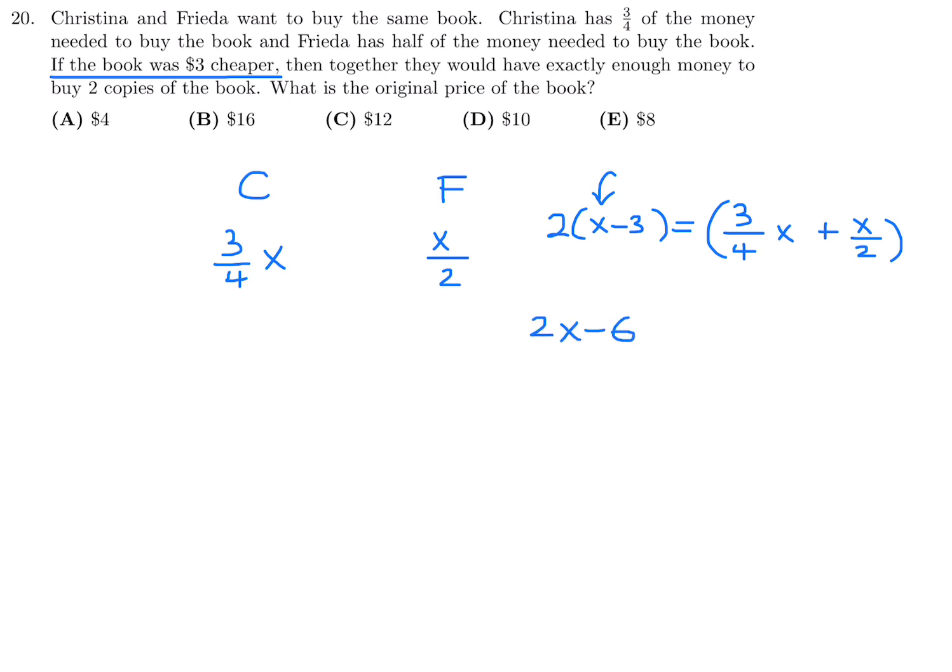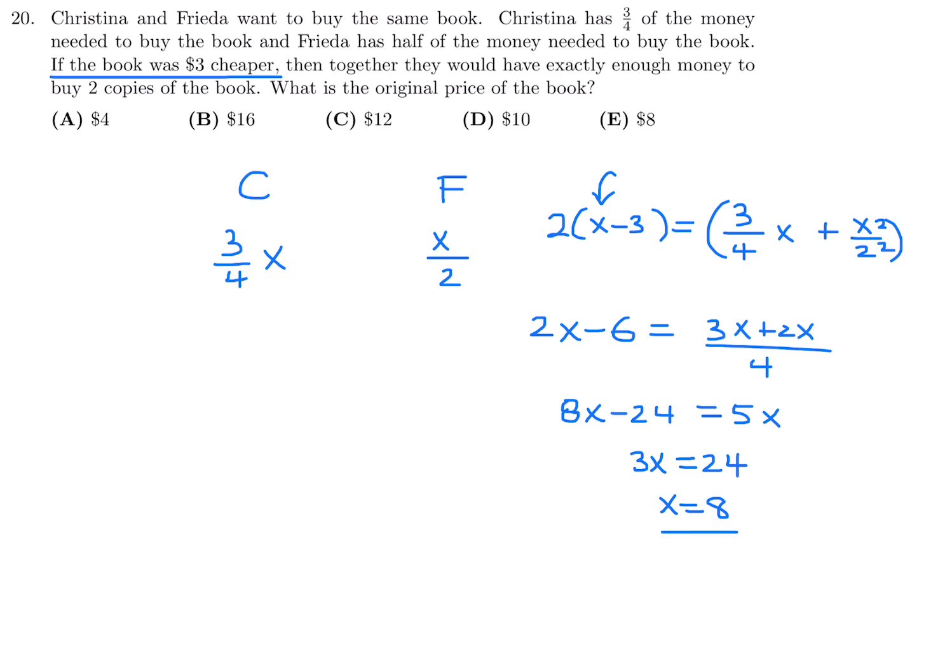2x minus 6 on that side. Top and bottom by 2 would give a common denominator, 3x plus 2x over 4. Cross multiply and you get 8x minus 24 is 5x. And therefore 3x is 24, and therefore x is equal to 8. So that is the original price of the book, $8. And therefore number 20, the answer is E.